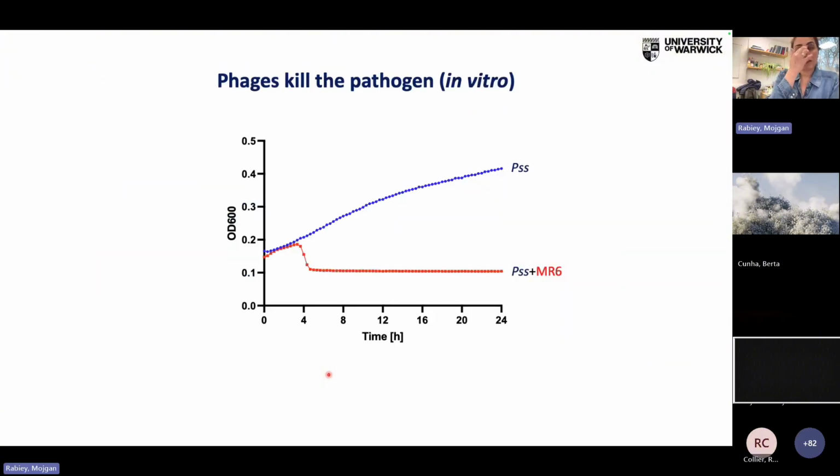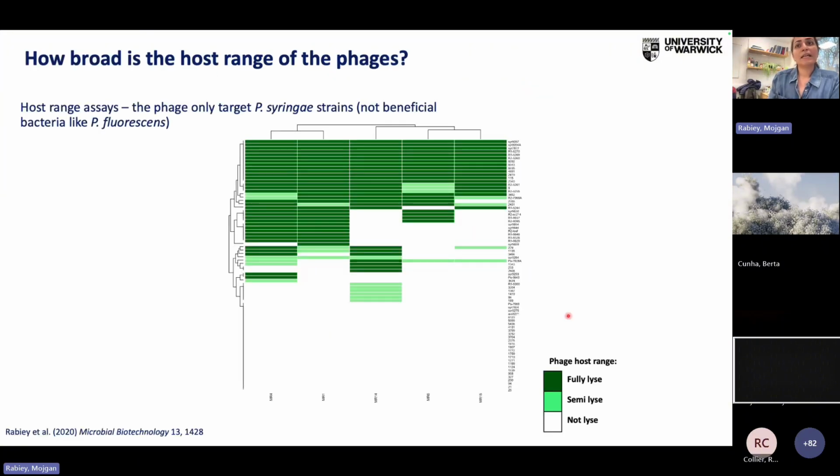Again, we do a lot of killing curve assays, and for example, you can see here that MR6 reduces the bacterial population significantly during the 24 hours. Again, at Warwick, we are very lucky to have access to PSS and PSM isolates. So here you can see a panel of 100 PSS and PSM isolates, and you can see these 5 MR phages. These MR phages could kill over 70% of the PSS and PSM isolates, and they don't target any beneficial microbes such as Pseudomonas fluorescens, Pseudomonas putida, and so on. So they are quite safe in that regard, and they have different host ranges.